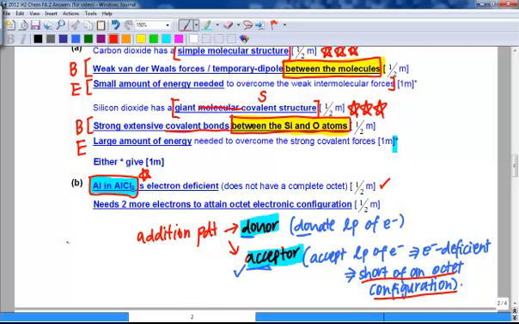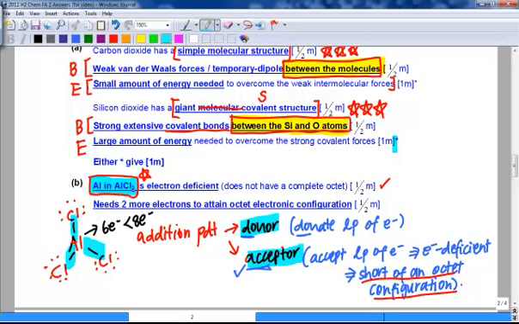How do we know that? Well, this is our AlCl3. This is the Lewis diagram. And you notice that around the aluminium atom, I only have 2, 4, 6 electrons. Over here I only have 6 electrons. So that means I need 2 more electrons in order to gain octet electronic configuration. And that gives you your half mark. So we have already talked about the acceptor. Let's move on to the donor.